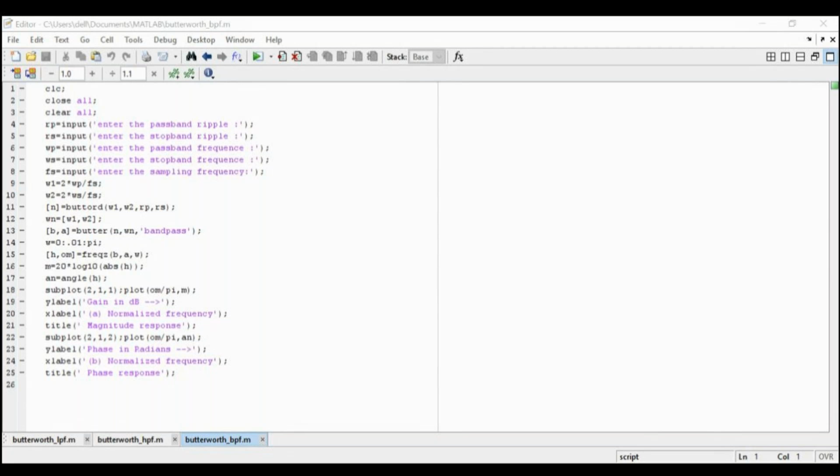Omega is equal to 0 to 0.01 to pi. Once again, omega is varied from 0 to pi. H comma om is equal to freqz of b comma a comma omega. All these things are same, angle of h, subplot of 211, subplot of 212. The same input parameters are there, so you are going to give the same input parameters. Let us run this program.